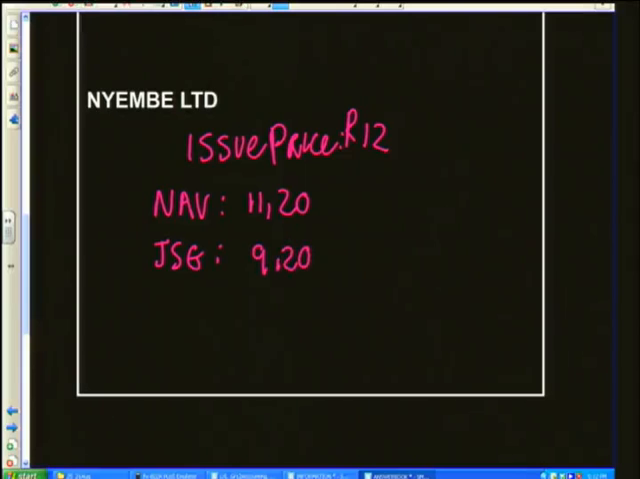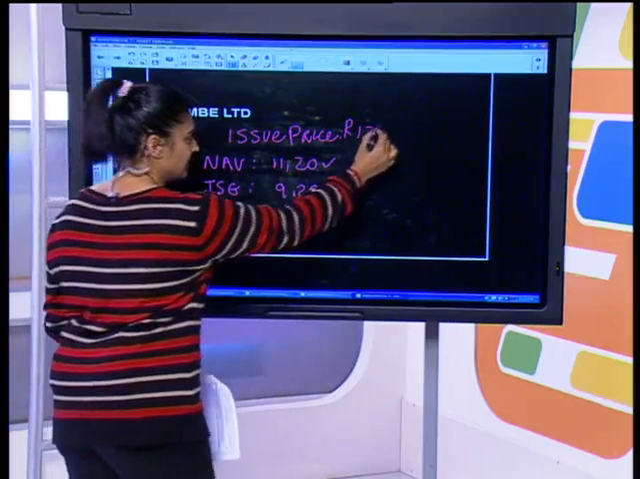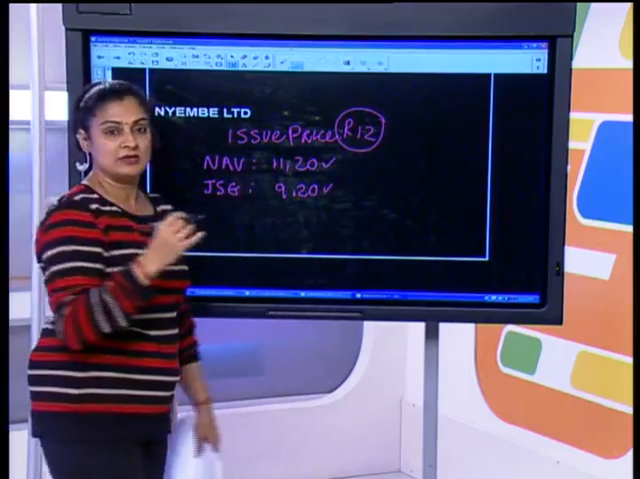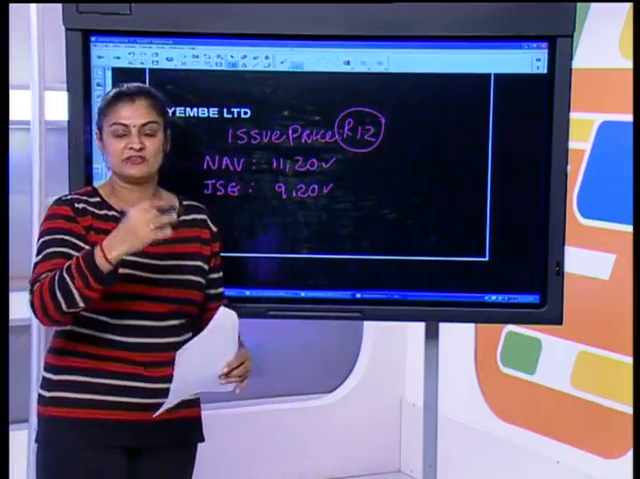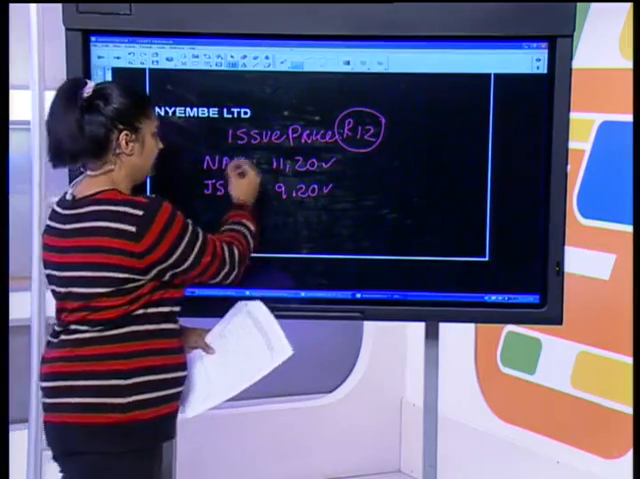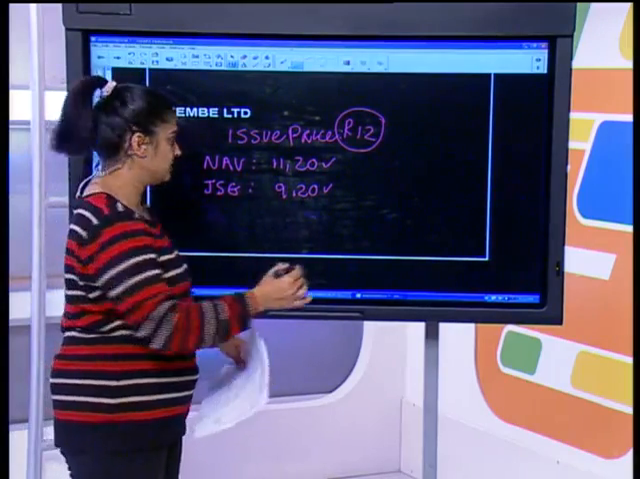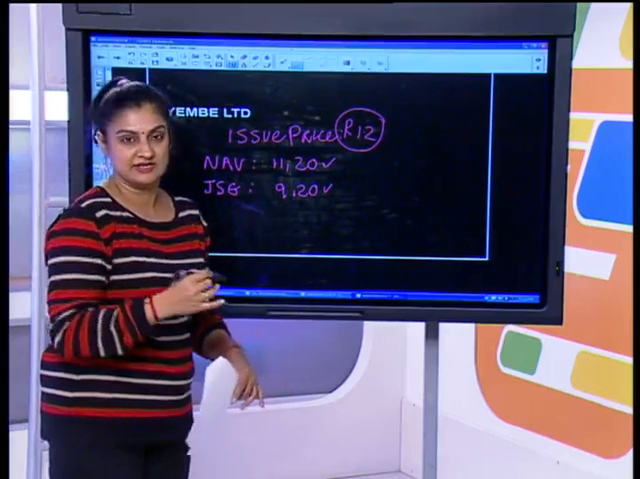Right, so in this case, guys, there's obviously a very different scenario. So the net asset value, my shares are worth 11 Rand 20. The market, however, is prepared to pay 9 Rand 20, but when I issued additional shares, I managed to sell the shares at 12 Rand. Now remember, as a shareholder, you're going to be satisfied with this because the issue price was much higher than the net asset value, the worth of the shares, as well as the JSE price.